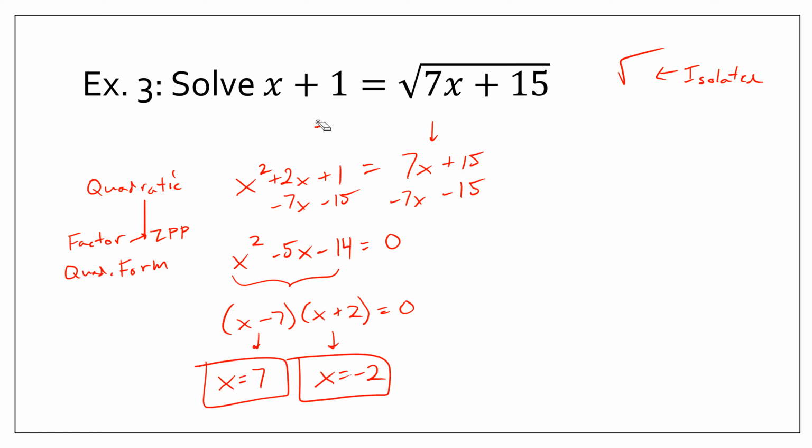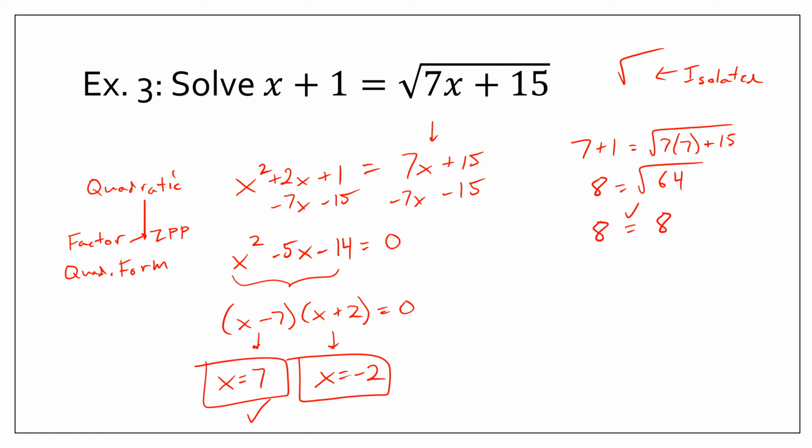So let's plug 7 back into the equation. On the left-hand side, I have 7 plus 1. On the right-hand side, I have the square root of 7 times 7 plus 15. So 7 plus 1, 8. On the right-hand side, 7 times 7 is 49. 49 plus 15 is 64. And yeah, the square root of 64 is indeed 8. So it looks like 7 is an answer that definitely works.